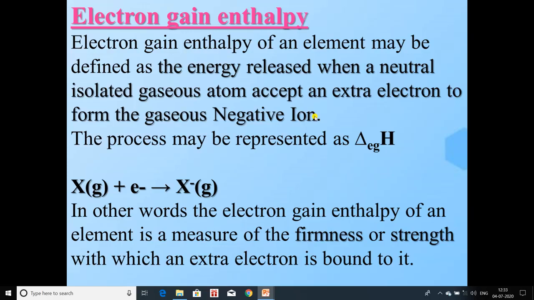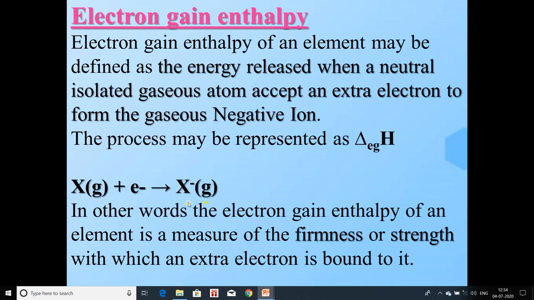So when we remove the electron, we provide energy. But when we add an electron, then energy is released. You have to keep this in your mind. So the energy released when a neutral isolated gaseous atom accepts an extra electron to form the gaseous negative ion is represented as delta EgH. Here Eg means electron gain, H means enthalpy, delta means change. So change in enthalpy of atom. Enthalpy means energy.